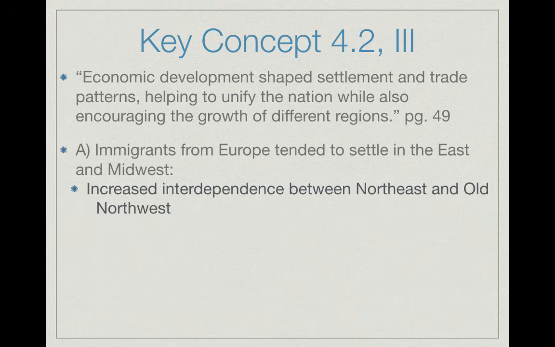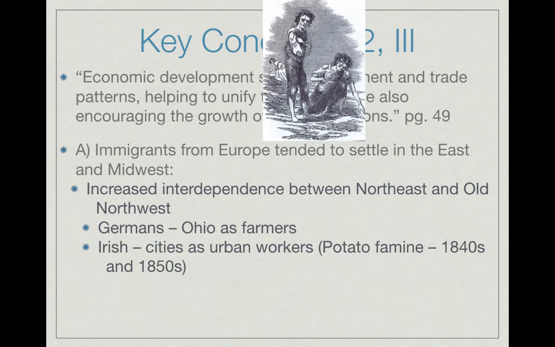And as a result of these groups, we see increased interdependence between the Northeast and the Old Northwest, because Germans would settle in the Old Northwest in the frontier, in places like Ohio as farmers. And the Irish, they would settle in the East in cities as urban workers. So we really see a connection between the East and the Midwest, or the Old Northwest. And many Irish escaped Ireland in the 1840s and 1850s because of the Irish potato famine. And this forced many Irish to flee Ireland, and many died in Ireland as well.